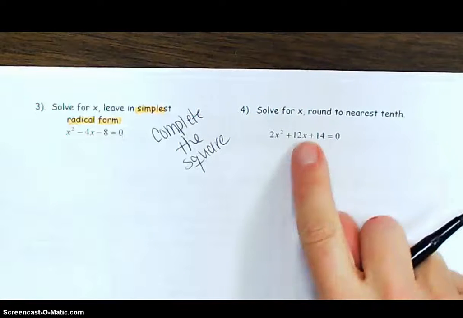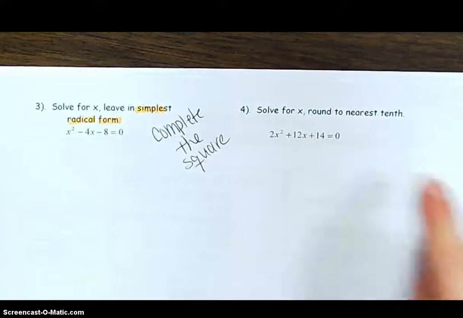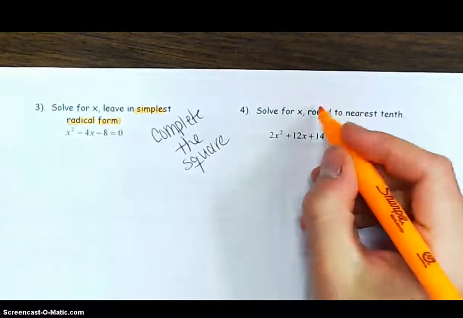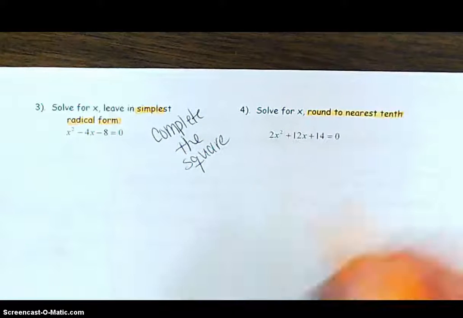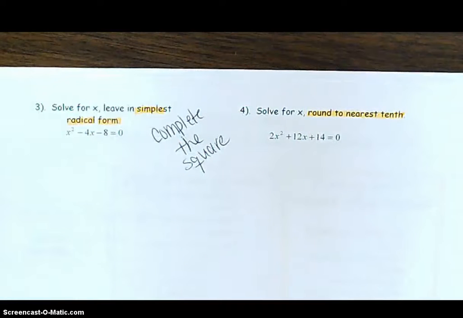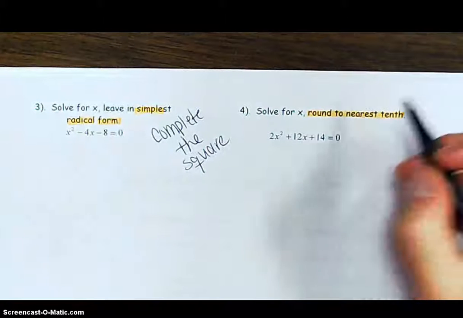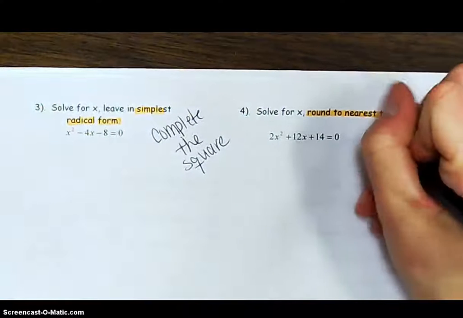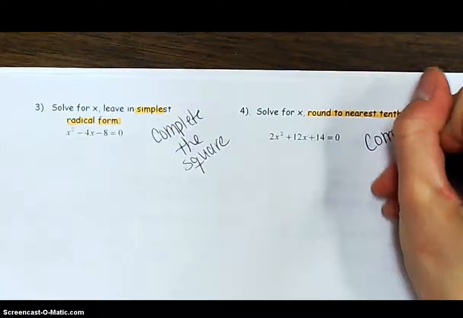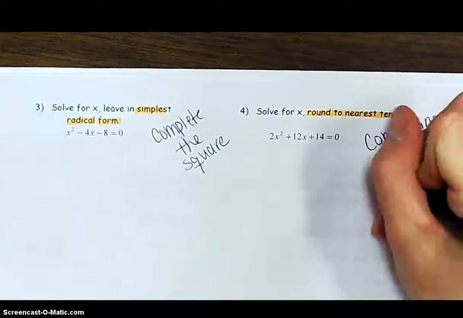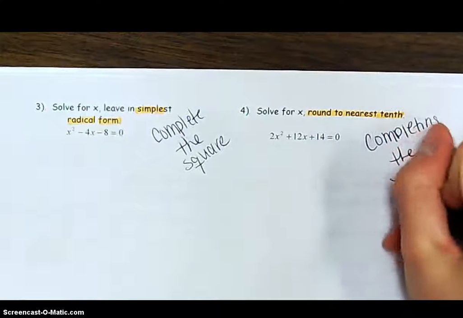Okay, and then if I take a look at number 4, solve for x, round to the nearest tenth. As soon as I see these words, round to the nearest tenth, that means it's not going to be factorable. I'm not going to get perfect integer solutions. So that means I'm going to have to use completing the square.